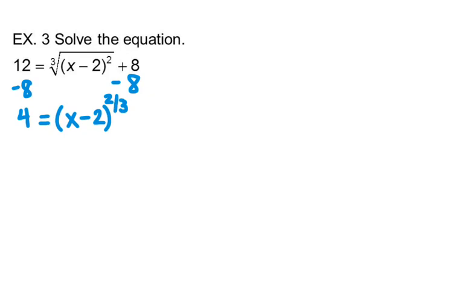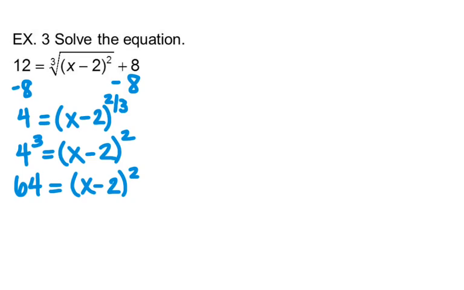The cubed root is the same as the 1/3 power, so 1/3 times the 2 power that was already there is 2/3. And there's several different ways you can solve this problem from here. You can do it in 2 steps or 1 step. I'm going to do it in 2 steps. So what I'm going to do is get rid of the 1/3 power by raising to the 3rd power on both sides. So 4 to the 3rd is going to equal (x minus 2) squared. 4 to the 3rd is 64.